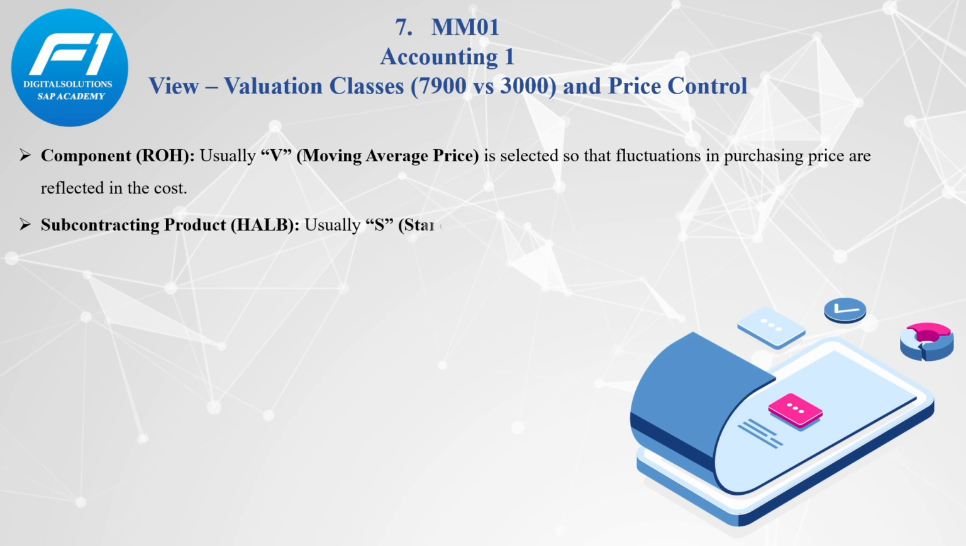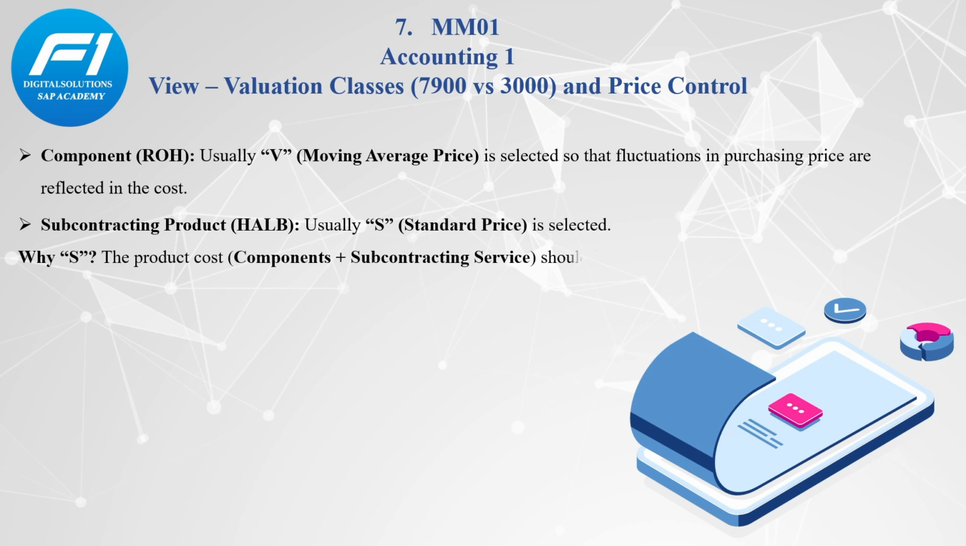Second, let's look at the subcontracting product HILB. We usually select S for price control. S means standard price. Why do we use S? Because the total cost must be standard. This helps us analyze cost differences at the end of the month.